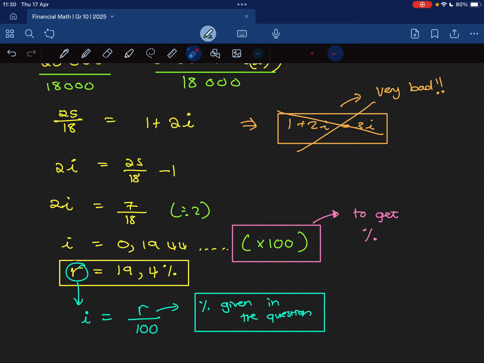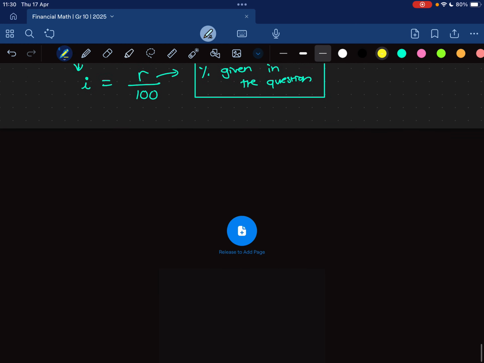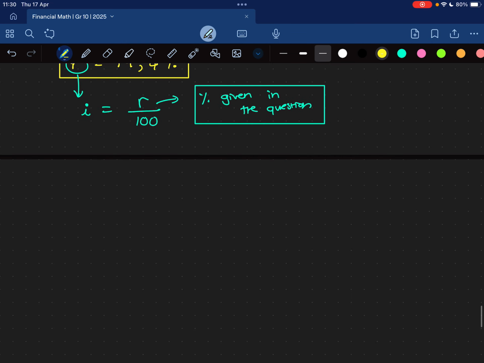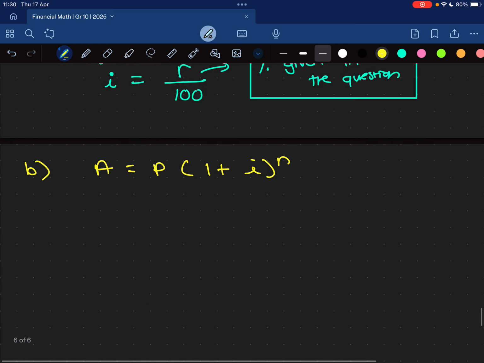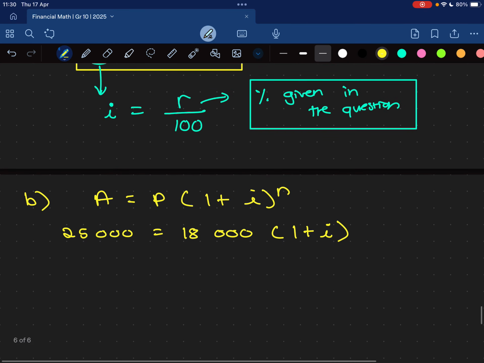So that is the first one, right? Simple interest. So now let's look at the compound interest way. The compound interest way is A is equal to P(1 + I)^N. So I'm going to substitute in all the same values. The A value was 25,000. The P value was 18,000. 1 plus the interest, which I'm still trying to find, to the power of 2 years.